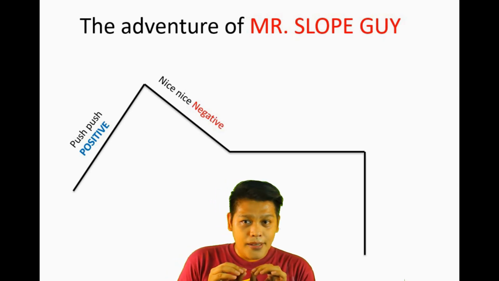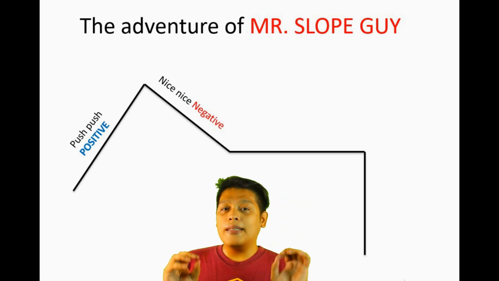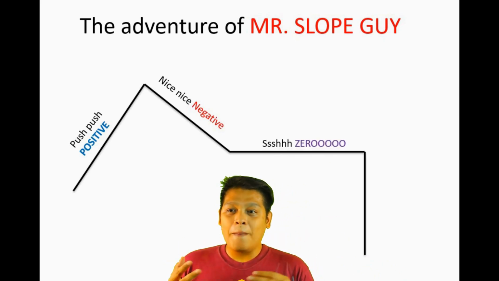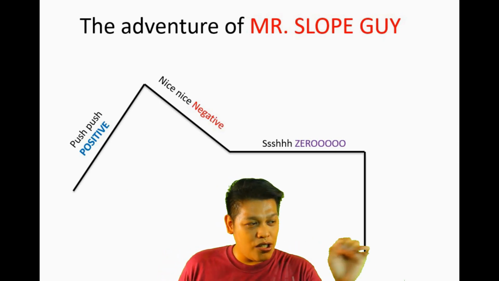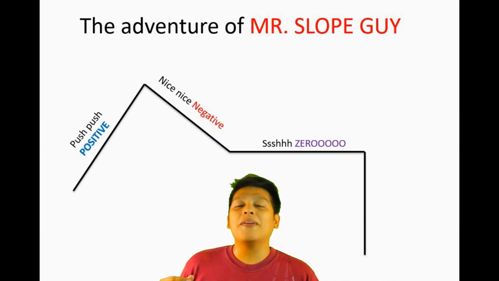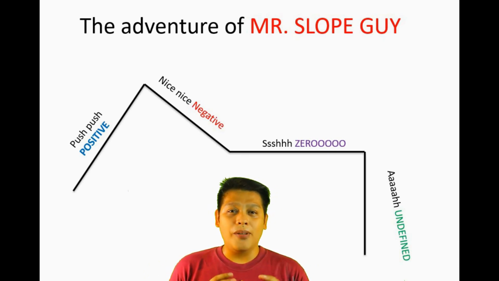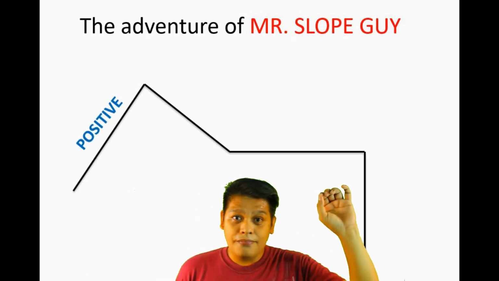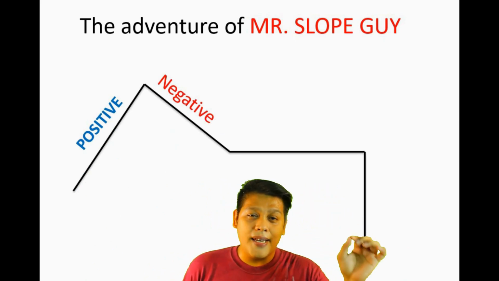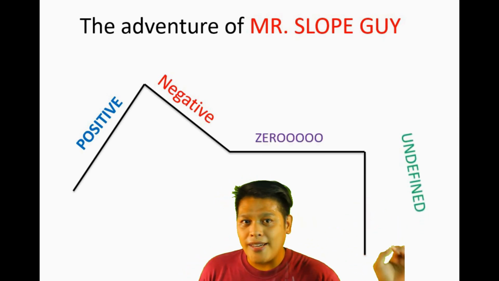And then pag pantay, napapabilis siya, yan, zero. Parang yan, zero. And then nalaglag siya, napasigaw na lang siya ng undefined. So we have four kinds of slope again: push, positive; nice, negative; sheer, zero; and undefined.